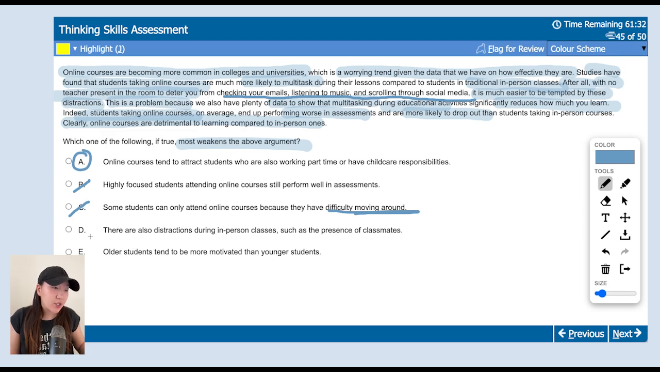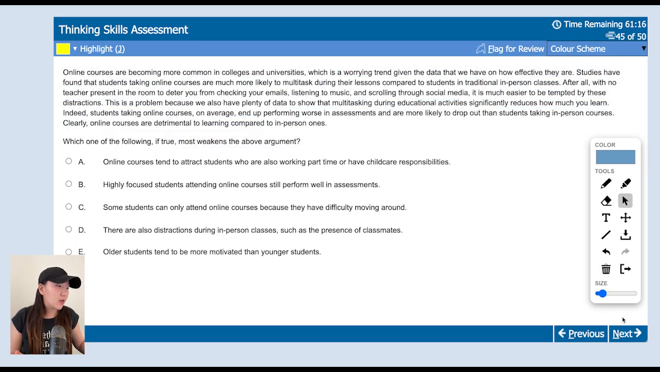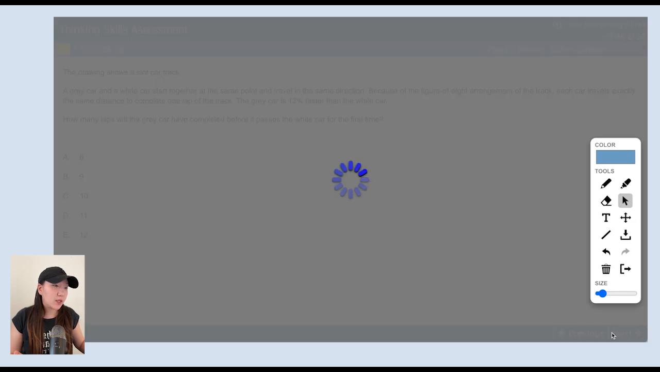There are also distractions during in-person classes, such as the presence of classmates. It doesn't really matter what's going on in in-person classes. Right now, we're saying online is necessarily worse than in-person classes when it comes to distractions. And older students tend to be more motivated. There's no discussion of that. So I think that one's fairly straightforward. I think we went through that one even the other day.